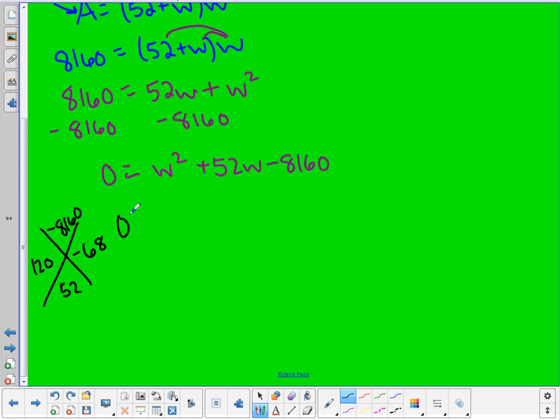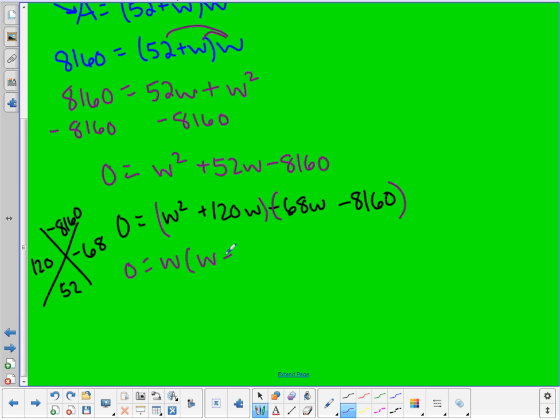So I end up with W squared plus 120W minus 68W minus 8,160. And then if I factor those, from this one I can take out a W. That leaves me with W plus 120. From this one I can take out a negative 68, which leaves me with W plus 120. So I have 0 equals W minus 68 and W plus 120.